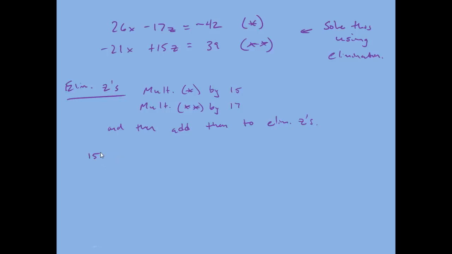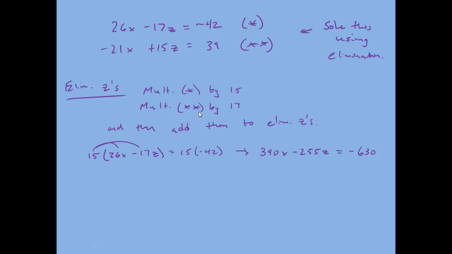So 15 times the quantity 26x minus 17z is equal to 15 times negative 42. Multiplying both sides by 15, that's multiplying 15 to equation star, and that will become, you go through and calculate it, 15 times 26x is 390x. 15 times a negative 17z is a negative 255z, is equal to 15 times negative 42 is negative 630.